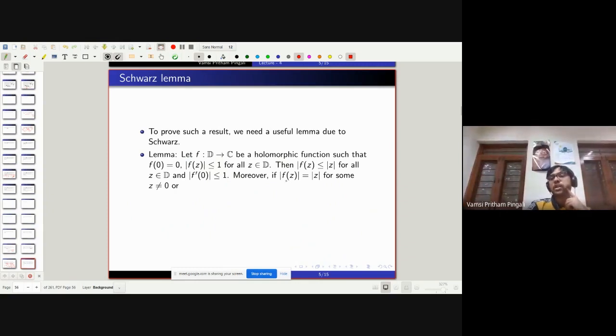If mod f of z is equal to mod z for some z not equal to 0, of course f of 0 is already 0, that's not the point, for any other z, if this is true, or if mod f prime of 0 is equal to 1, then f of z is very simple. It's just a rotation.